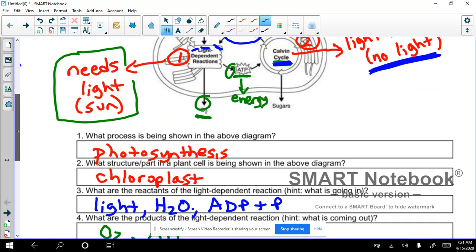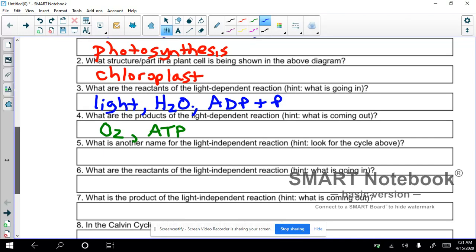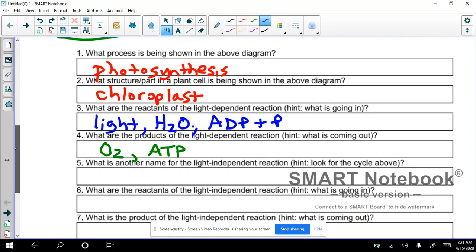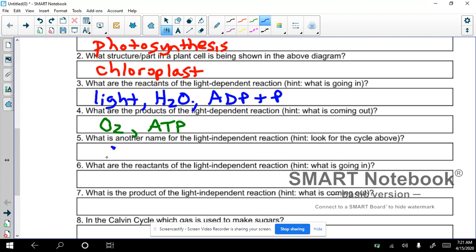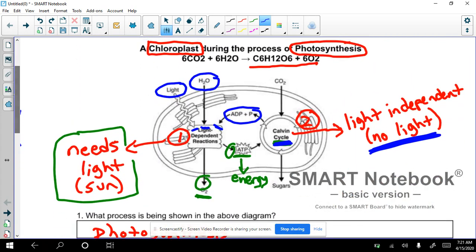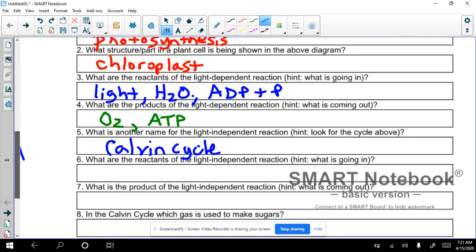So if I move down here, what is another name for the light independent? Hint, look for the cycle above. So the cycle that we're talking about is called the Calvin cycle, named after the scientist that discovered it. Now, what are the reactants? We have to look for all the arrows pointing in. This time, we only have 2 reactants. We have one reactant right here, ATP, and we have one right here, CO2, which is another term for carbon dioxide.